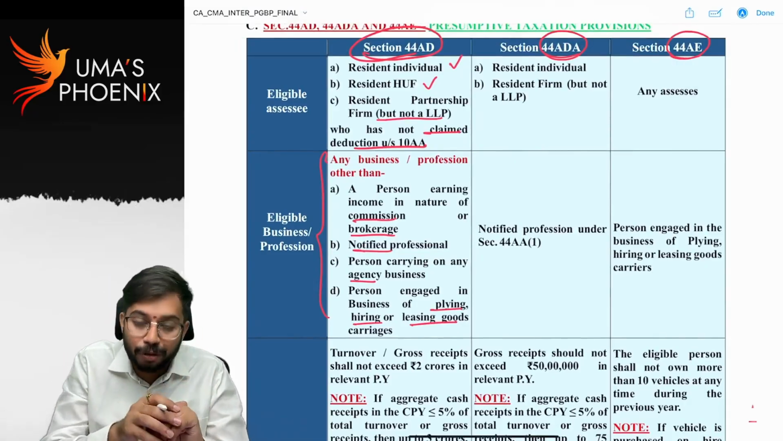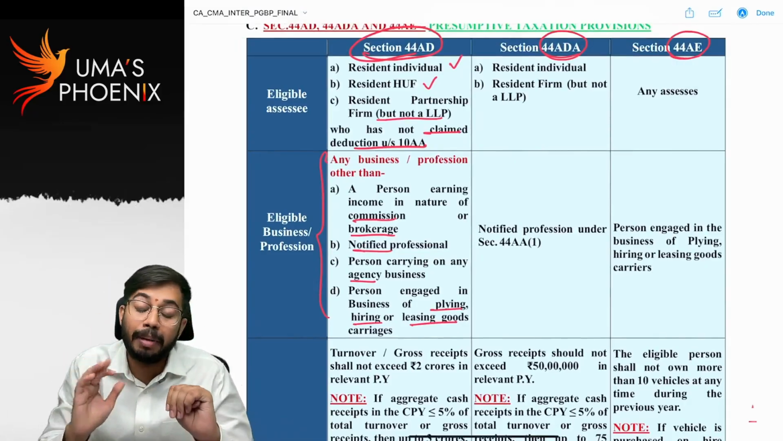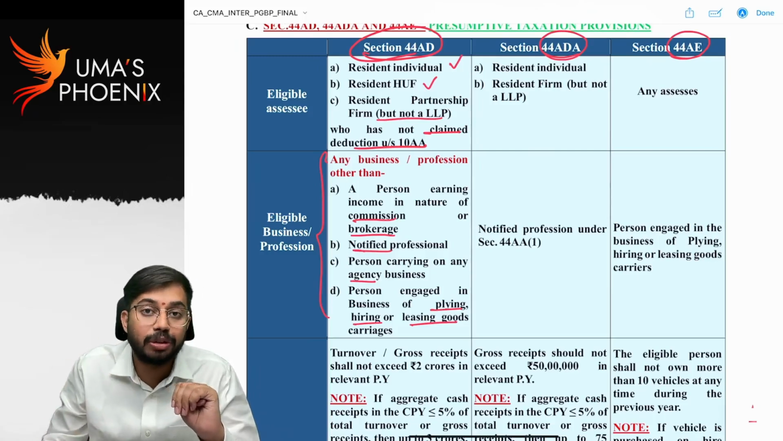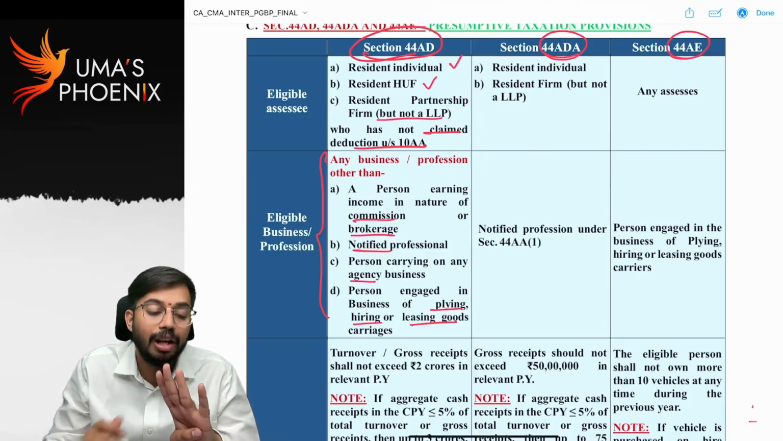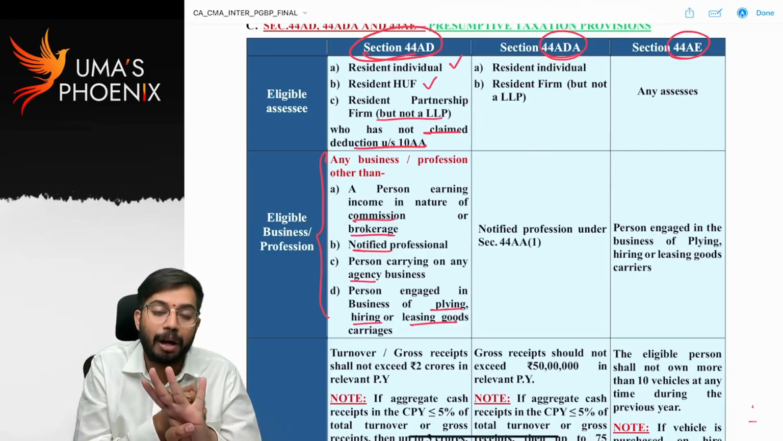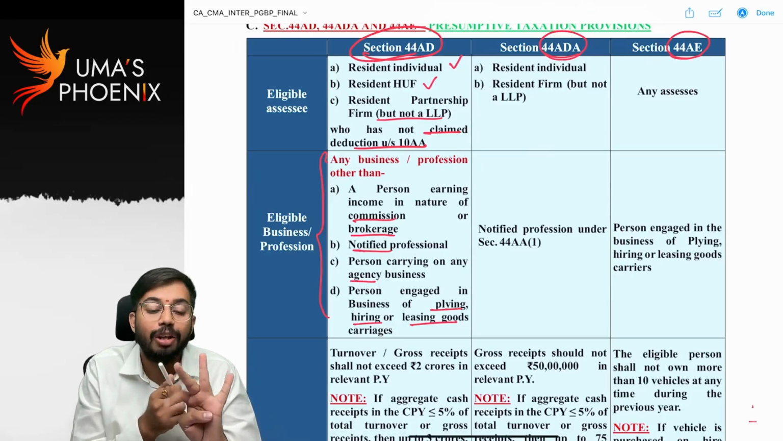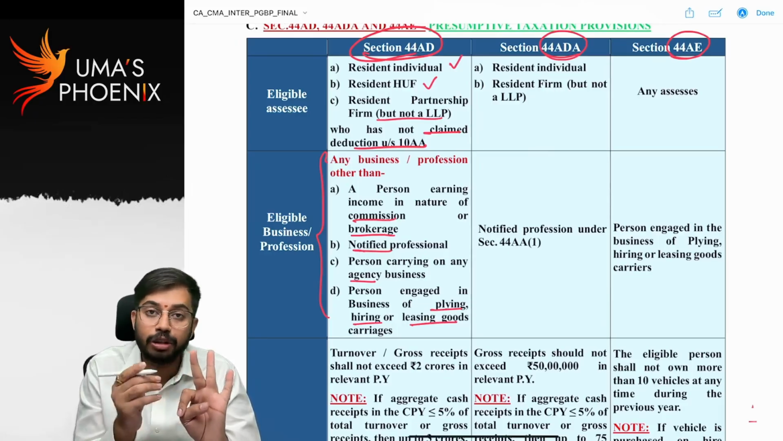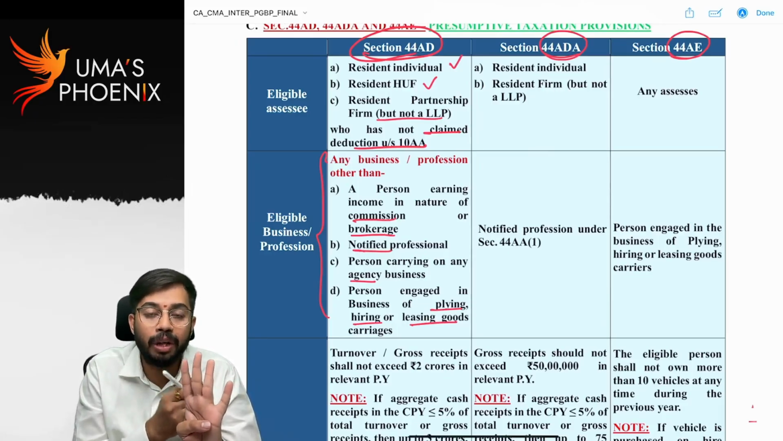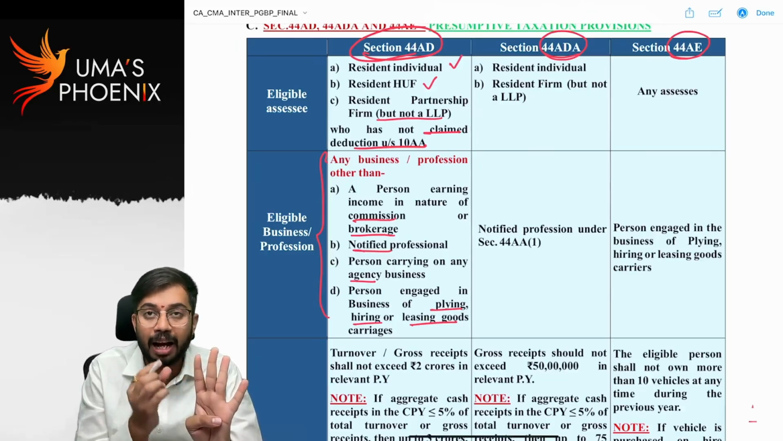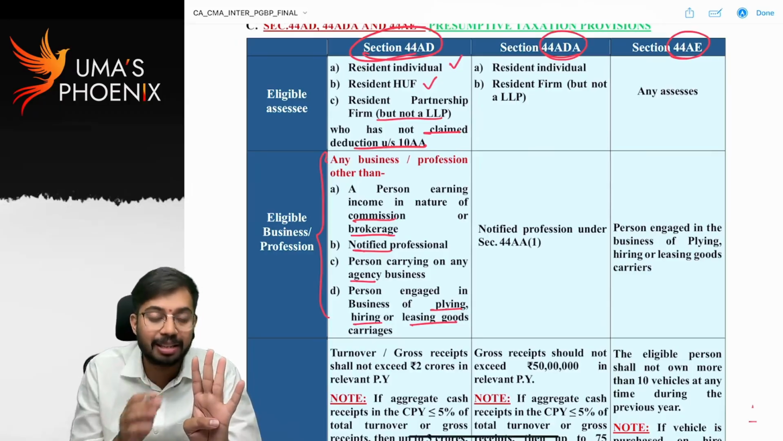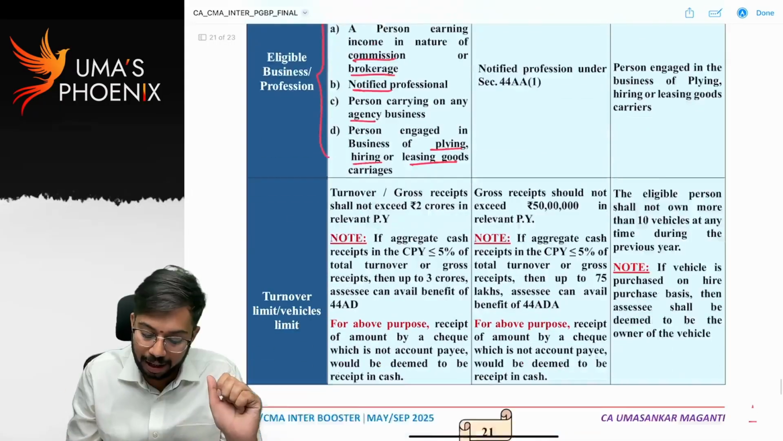Other than these 4 people, remaining all businesses or professions can choose 44AD. What are these 4 businesses which cannot choose 44AD? Those who are earning income by way of commission, they cannot choose 44AD. Those who are doing agency business, they cannot choose 44AD. Those who are notified professional, they cannot choose 44AD. Those who are doing business of plying, hiring or leasing of goods carriages, they also cannot choose 44AD.